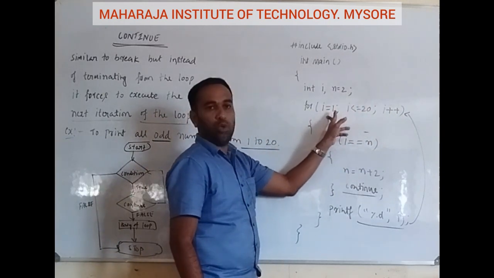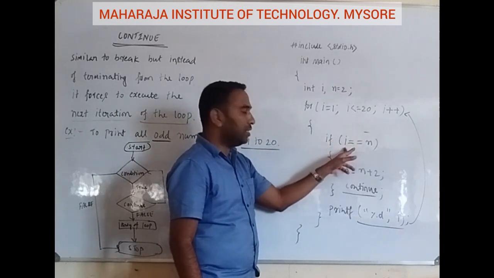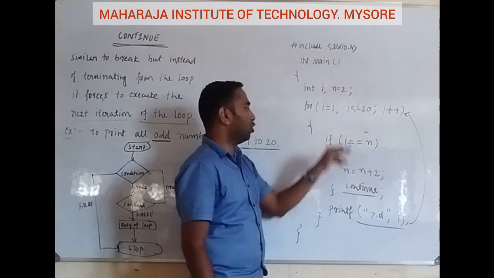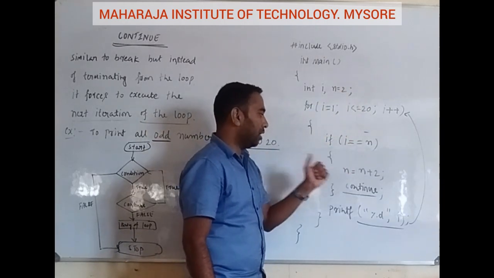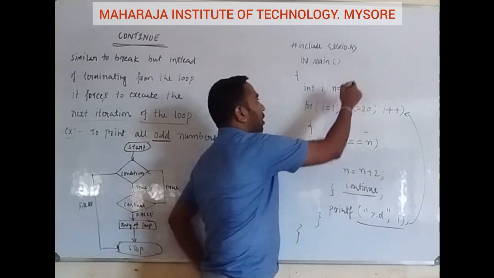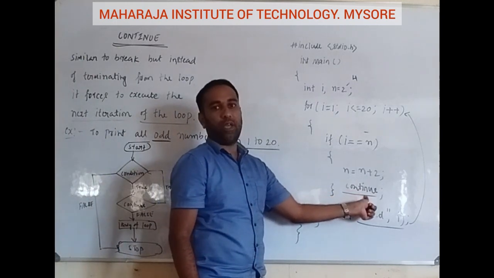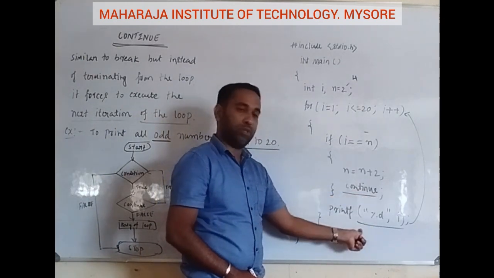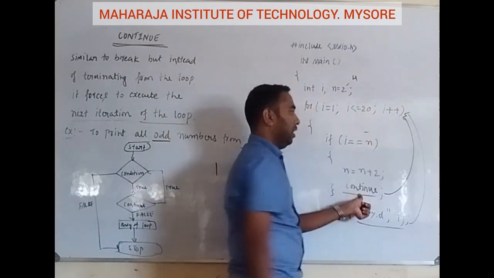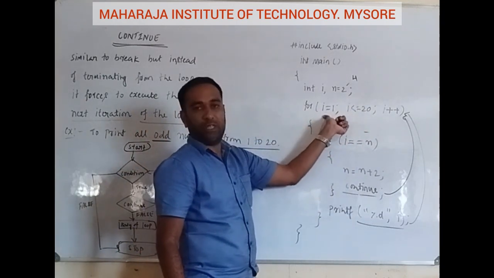i becomes 2. 2 is less than or equal to 20. Yes. Then it checks this condition: 2 equals n. Yes, n is equal to 2 and i is equal to 2. Then it comes here to increment n. n becomes 4. Then it will execute the continue statement and will not execute the remaining statement. The continue statement means you go to the next iteration again. i is incremented, and i becomes 3.